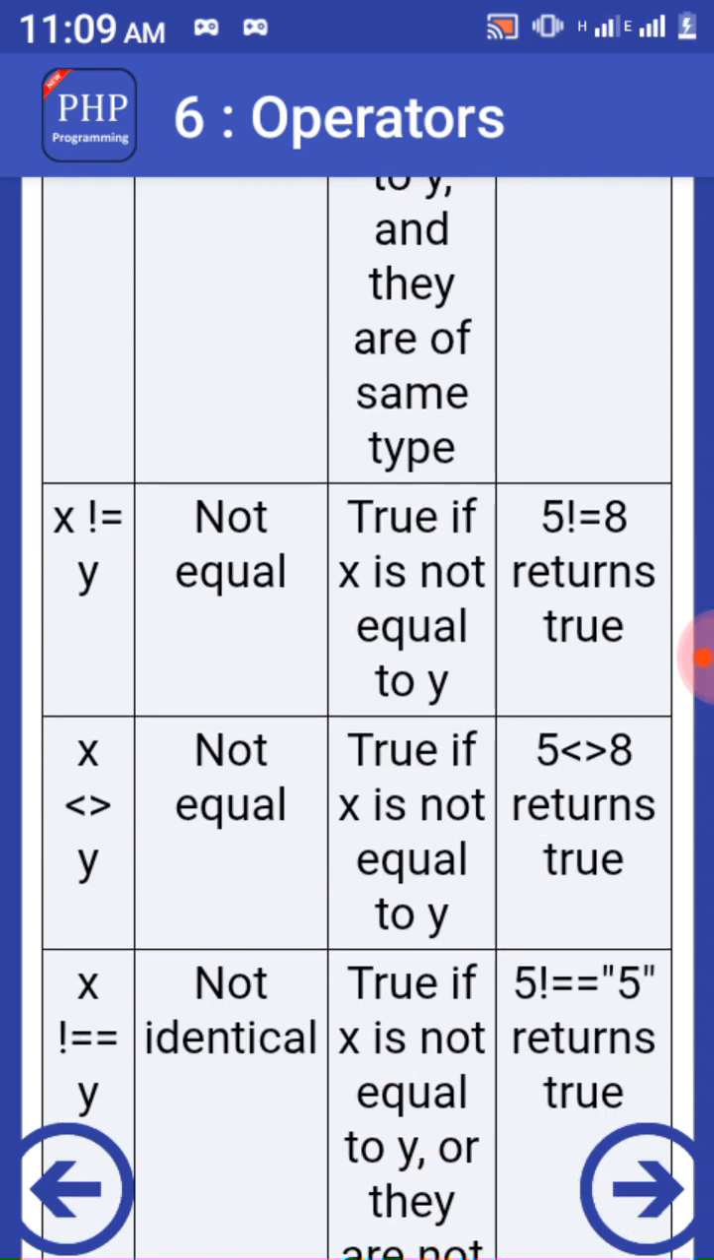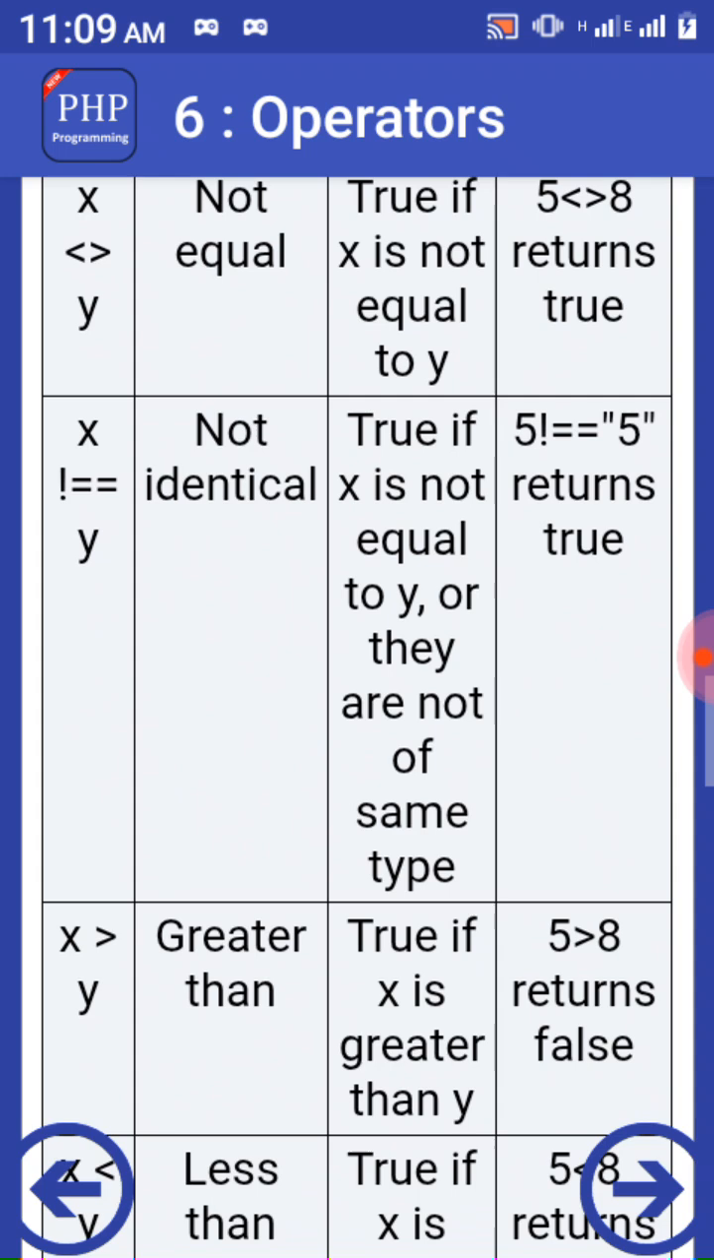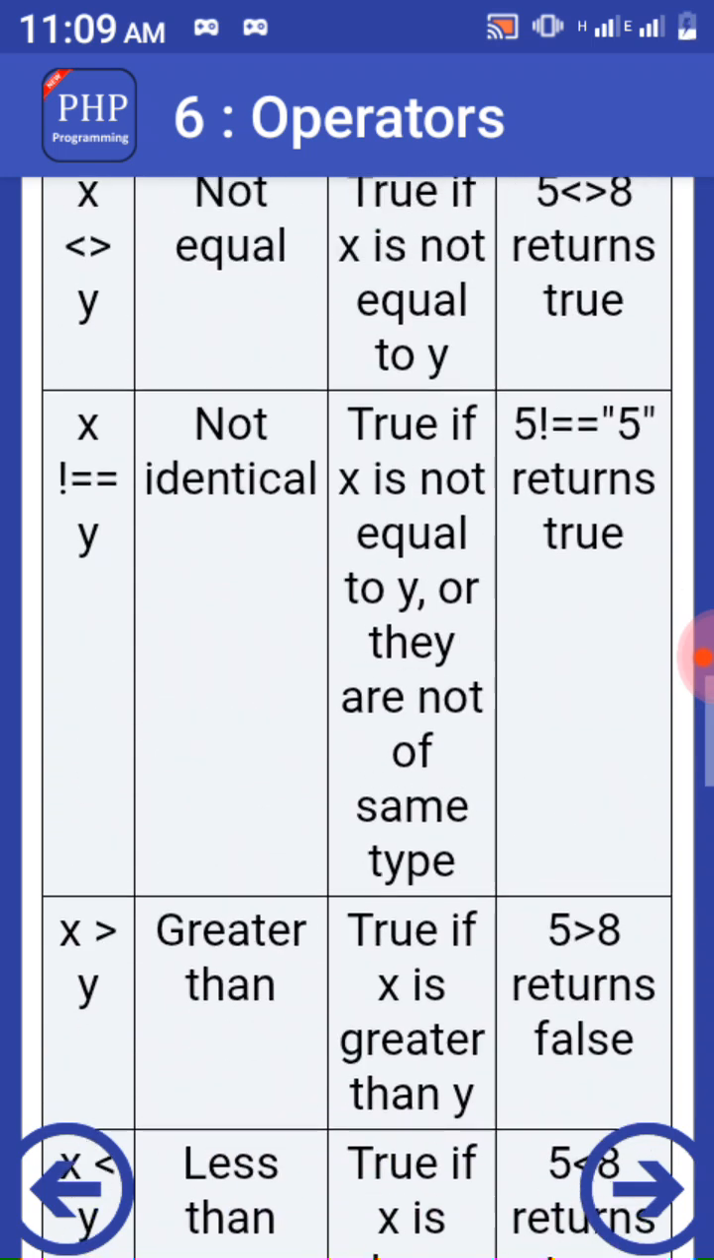x exclamation equals y is not equal: true if x is not equal to y. 5 not equals 8 returns true, because 5 is not equal to 8. x less than greater than y is also not equal: true if x is not equal to y. 5 less than greater than 8 returns true. x exclamation equals equals y is not identical: true if x is not equal to y, or they are not of the same type. 5 not identical to "5" returns true.